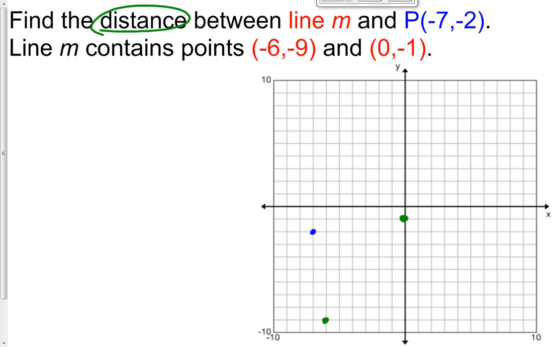Let's find the slope of line M, which is between these 2 points. We could use our slope formula. Because we have grid paper, I'm just going to count it out with the rise over the run. So it's a rise of 1, 2, 3, 4, 5, 6, 7, 8, and a run of 1, 2, 3, 4, 5, 6. The slope is a rise of 8 and a run of 6. So 8/6 is our slope. And what does 8/6 reduce to? Of course, it reduces to 4/3.